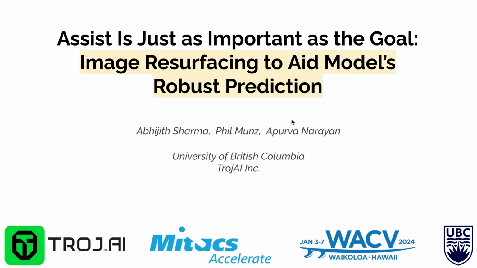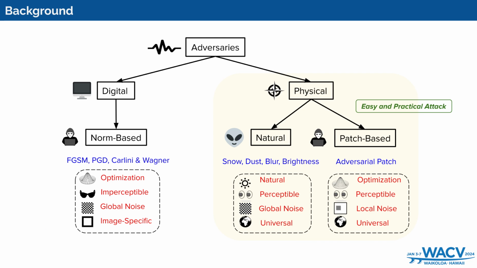Hello, I'm Abhijith, and my co-authors are Phil and Apurva, and I'm going to present our paper on "Assist is just as important as the goal: image resurfacing to aid models' robust prediction."